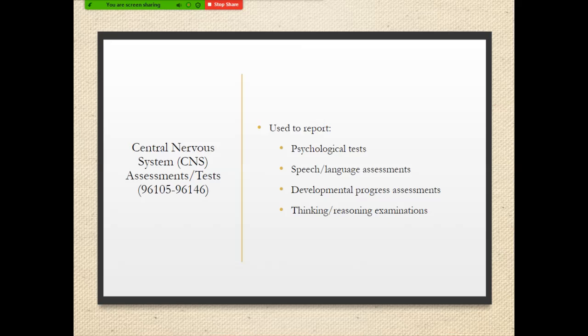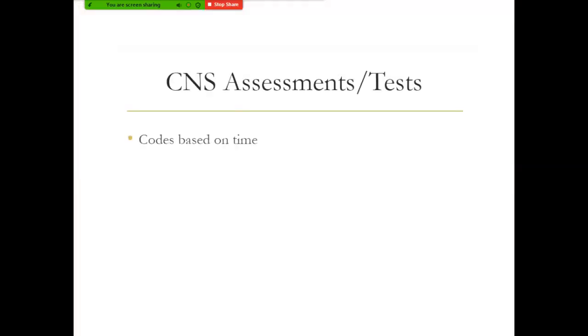Let's go back. Okay, Central Nervous System, CNS assessments test 96105 through 96146. Codes from this section are used for psychological tests, speech language assessments, developmental progress assessments, and thinking and reasoning examinations. These codes are mainly billed on a per-hour basis. The results are put on a report that goes in the patient's record.